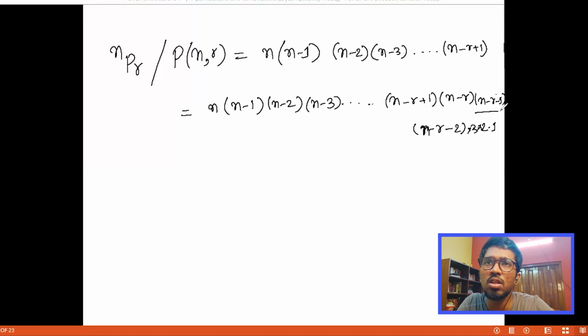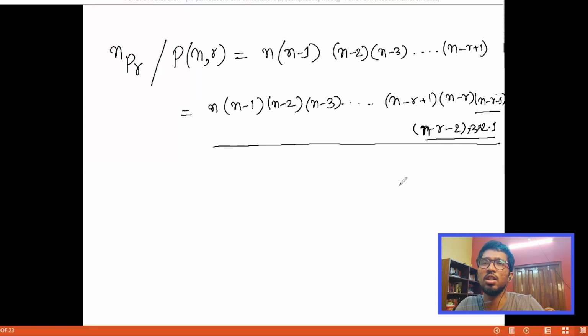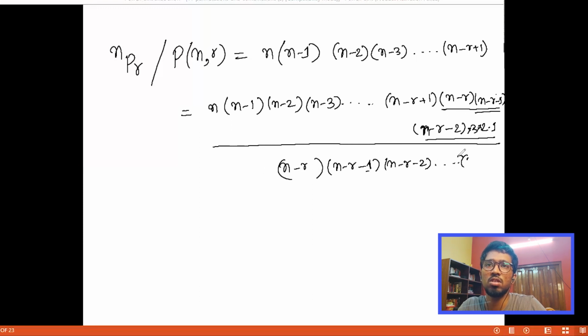We are multiplying this thing in the numerator, so we'll multiply the same in the denominator. So in the denominator I'll write the same thing: n minus r into n minus r minus 1 into n minus r minus 2 dot dot dot 3 into 2 into 1, right? As we know, r is always greater than 0 and less than or equal to n. So if I keep subtracting 1, eventually I'll get to 3 2 1.